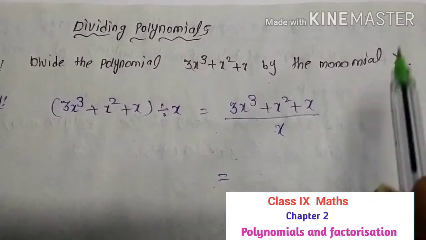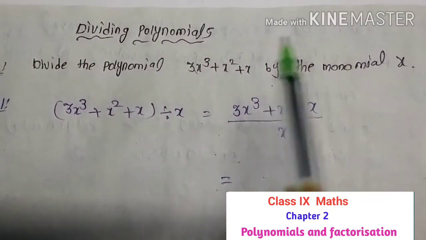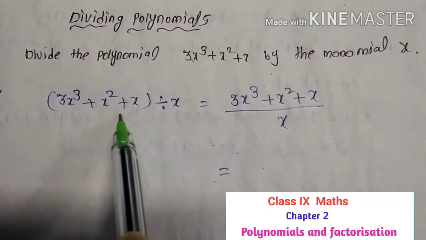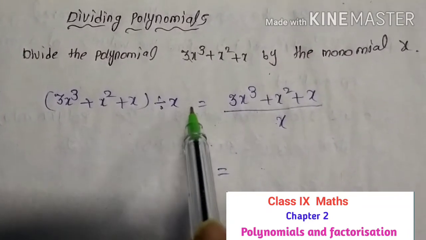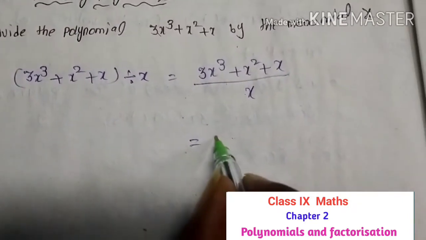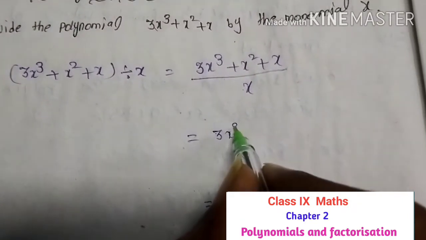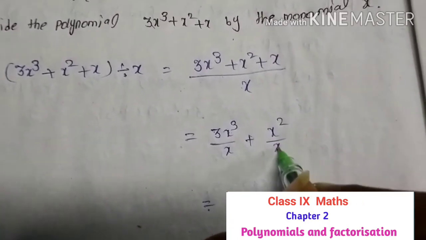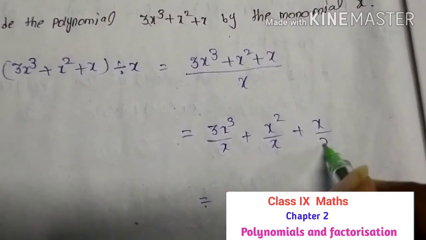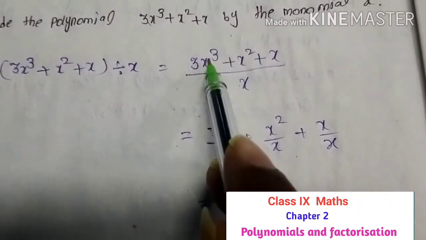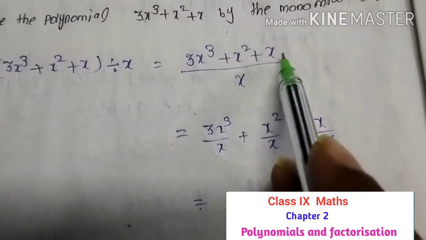We have studied monomials and polynomials in the 8th class or 7th class. See, what is the given polynomial? 3x cube plus x square plus x, divided by x. That means I am writing it in this way. See, you know that. How can you represent? See, 3x cube by x plus x square by x plus x by x. Can we write or not? Yes, we are applying. 3x cube by x plus x square by x plus x by x.